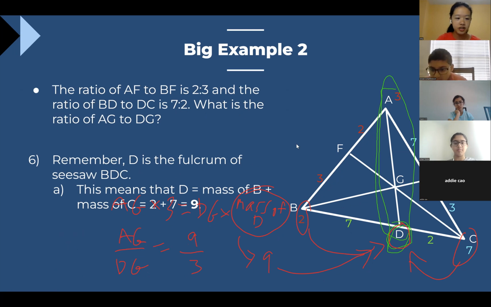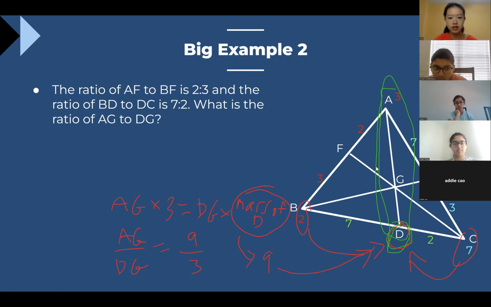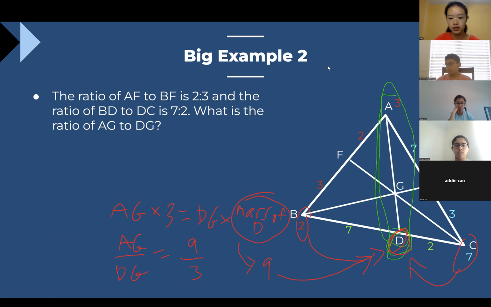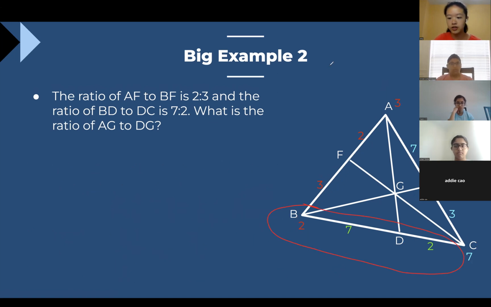In case you didn't catch it, an important thing to note is how we got D. D is the fulcrum of this seesaw down here, which means that the mass of D is just the sum of the masses of B and C, because those are the weights on the seesaw.